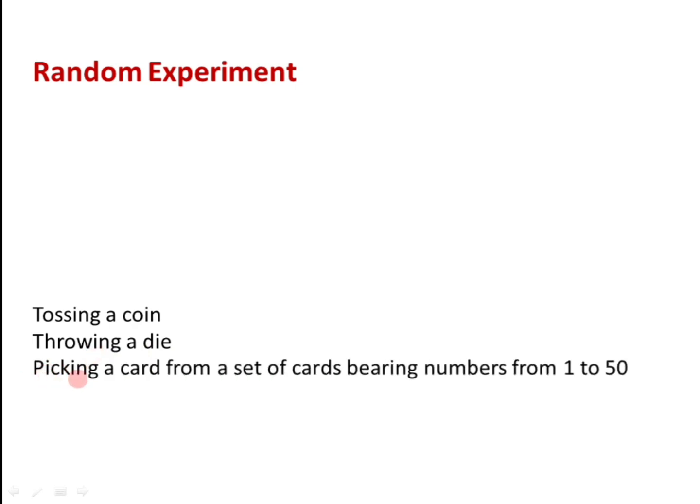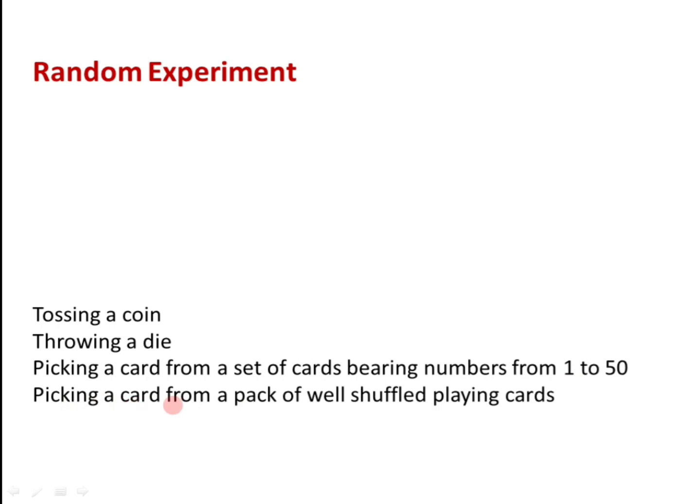Let us have another example, picking a card from a set of cards bearing numbers from 1 to 50. If there are cards numbered 1 to 50 and we have to choose any one, we can get any one number from 1 to 50. And let us have another example, picking a card from a pack of well shuffled playing cards. We know that a set of playing cards has 52 cards. We have to select any one of them so we can get any one playing card out of those 52 cards.